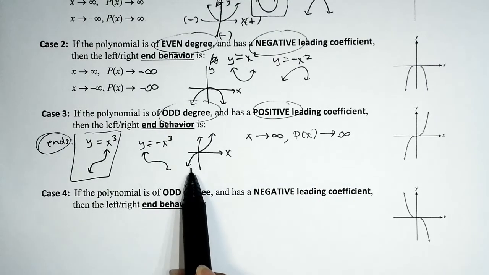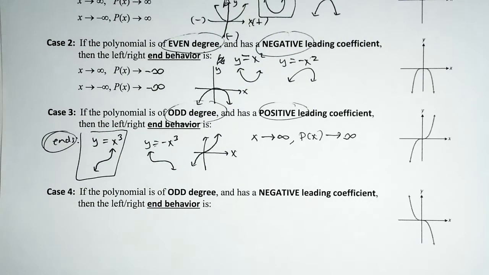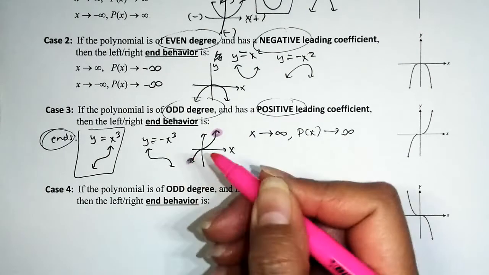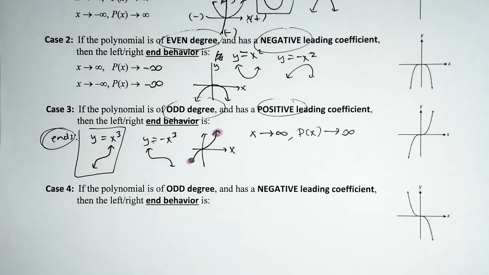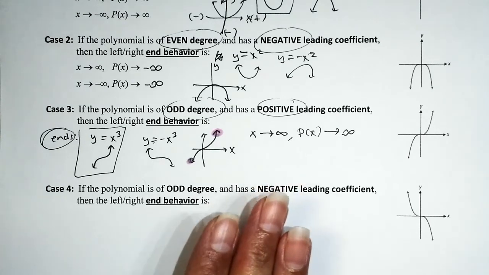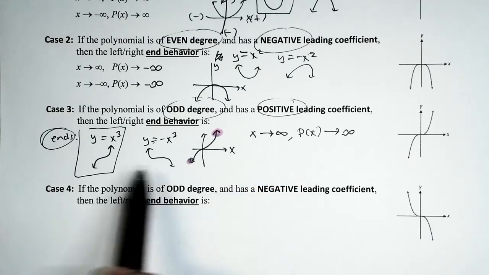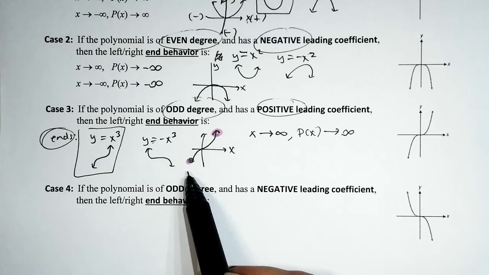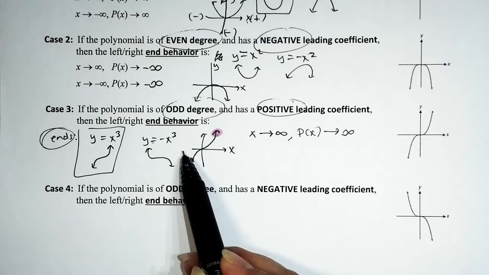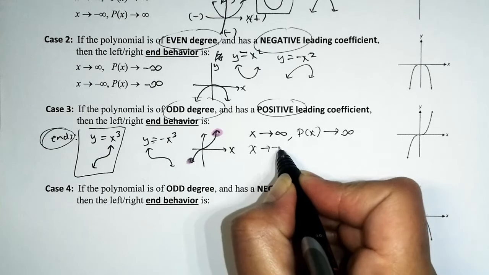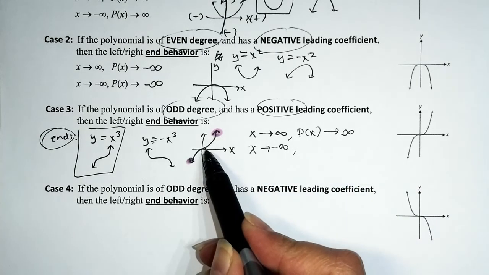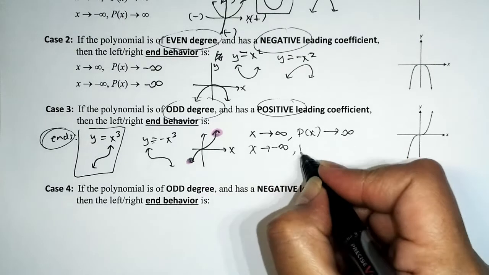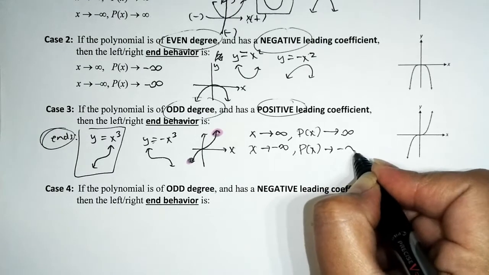Now we want to tell the reader what the end looks like. We just told the reader what the end looks like as we pull to the right. What does the left end behavior look like as we pull to the left? As we pull to the left, the graph is going down. Let's put that in math notation. As we go to the left, we write as x approaches negative infinity. The graph is going down, so the function value is going towards negative infinity. So we have p of x approaches negative infinity.